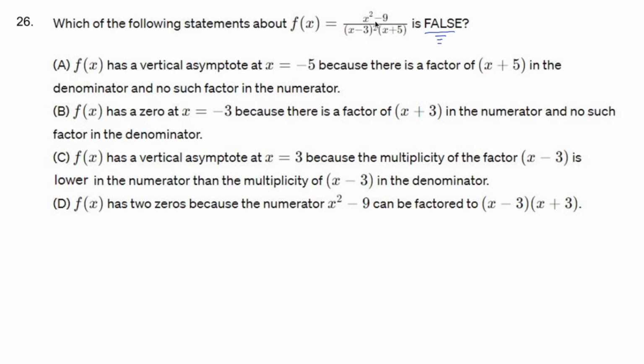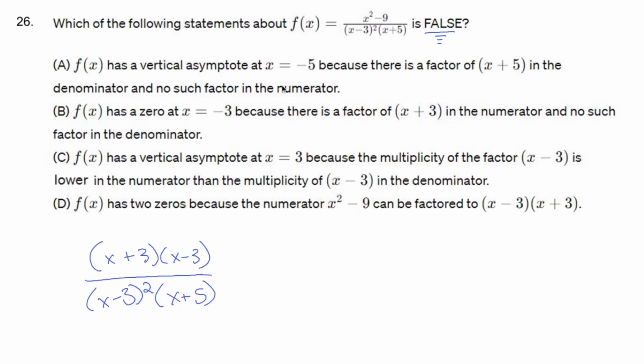This is what we're looking at. We're looking at a rational function. The denominator is factored, the top is not. So let's factor out the numerator. x squared minus 9 is a difference of squares: x squared minus 3 squared. So it becomes x plus 3 times x minus 3, like so. The denominator does not change: x minus 3 in parentheses squared, times x plus 5.